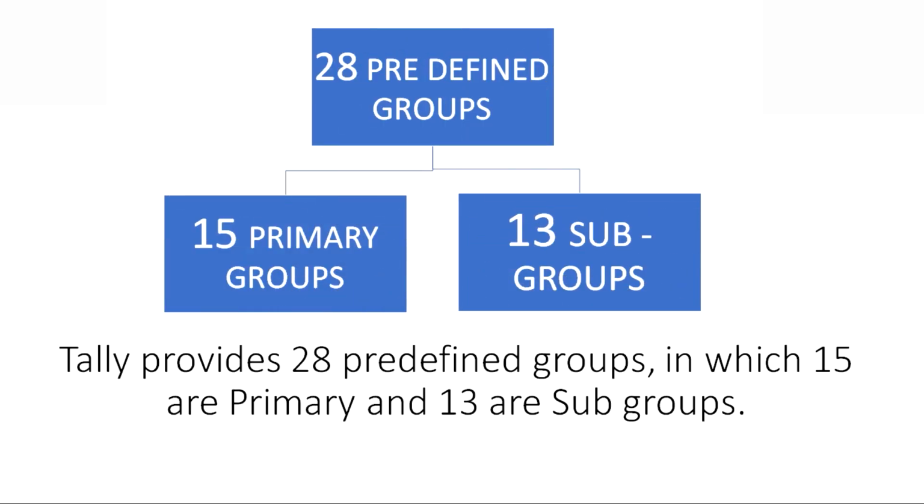Tally Prime provides a list of groups called predefined groups. The user can create n numbers of subgroups, which should be grouped under a primary group or subgroup. There are 28 predefined groups in Tally Prime, out of which 15 are primary groups and 13 are subgroups.